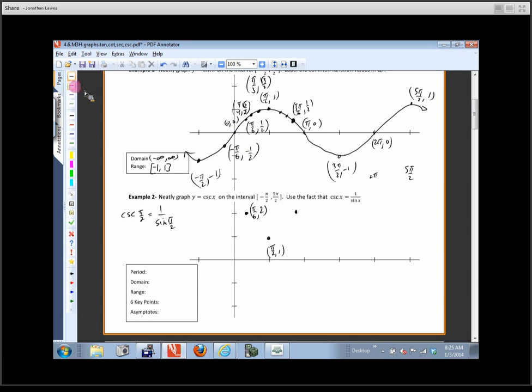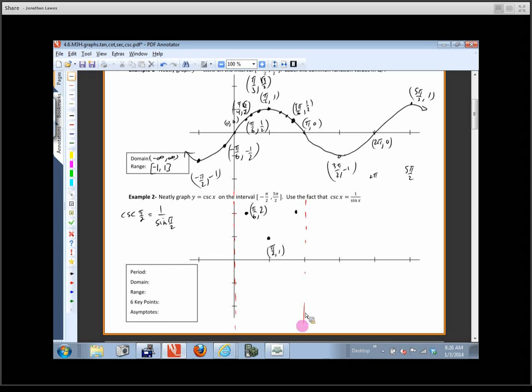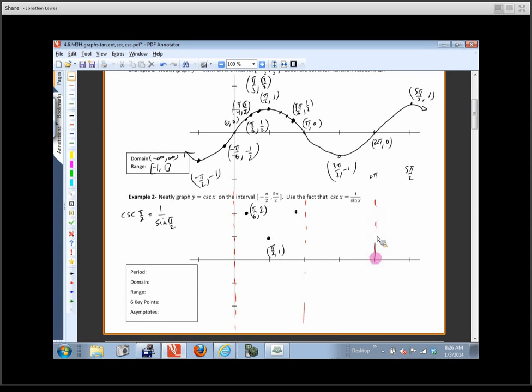Okay, so what I'm going to do down here is I'm going to make an asymptote. In fact, anytime the sine has a value of 0, what would the value of the cosecant of that angle be? It would be undefined. So if you try and find the reciprocal of 0, you're going to get something that's undefined. Okay? Same thing here.